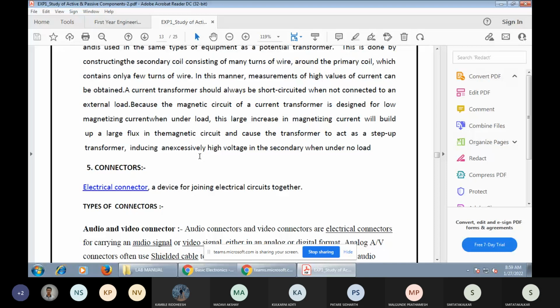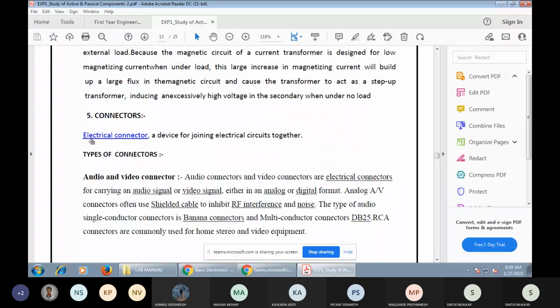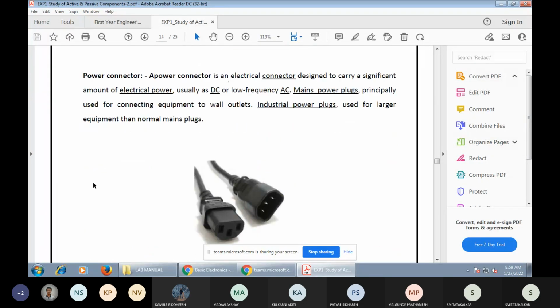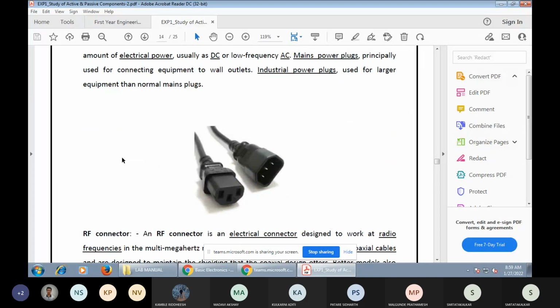Then the types of connectors. These are the electrical connectors, like the audio video connector and the BNC connector. This is audio video. This type of connector you can see on sound systems or TV connections. On the backside of your LED TV, LCD TV, or Sony and Philips sound systems, you can see the power connectors. This type of connector is the industrial power connector.